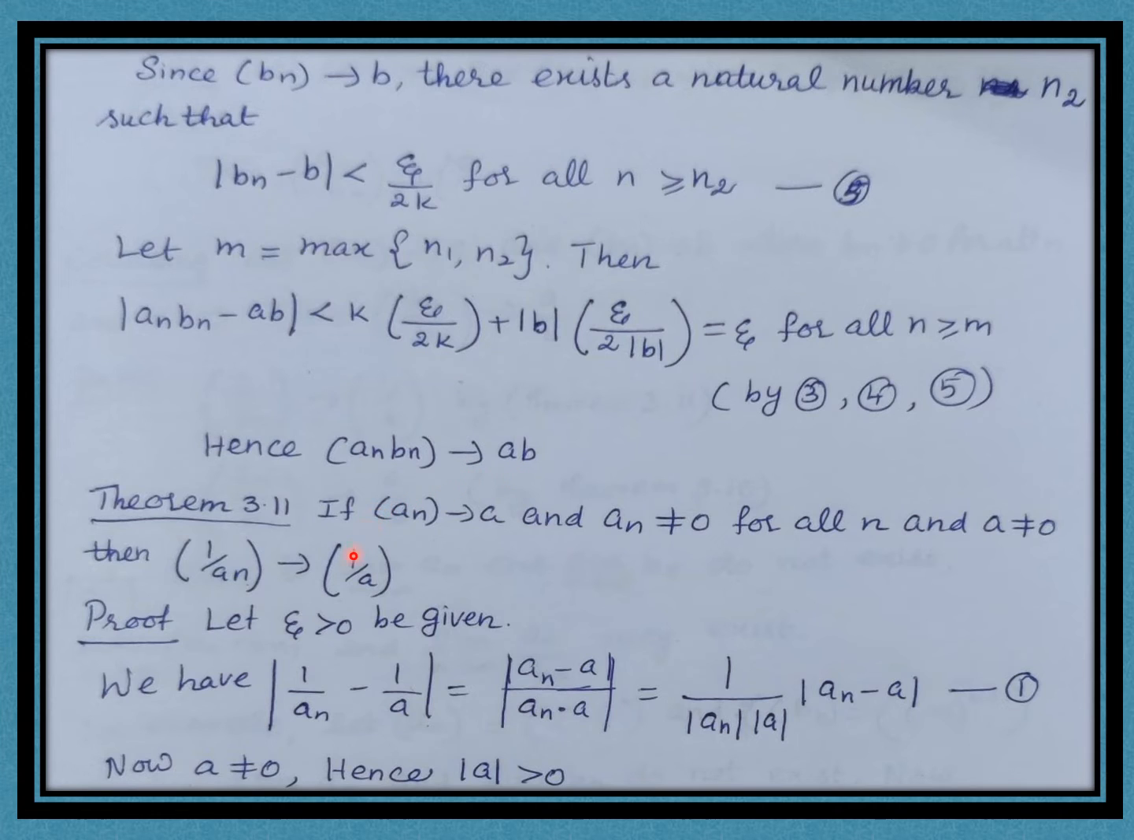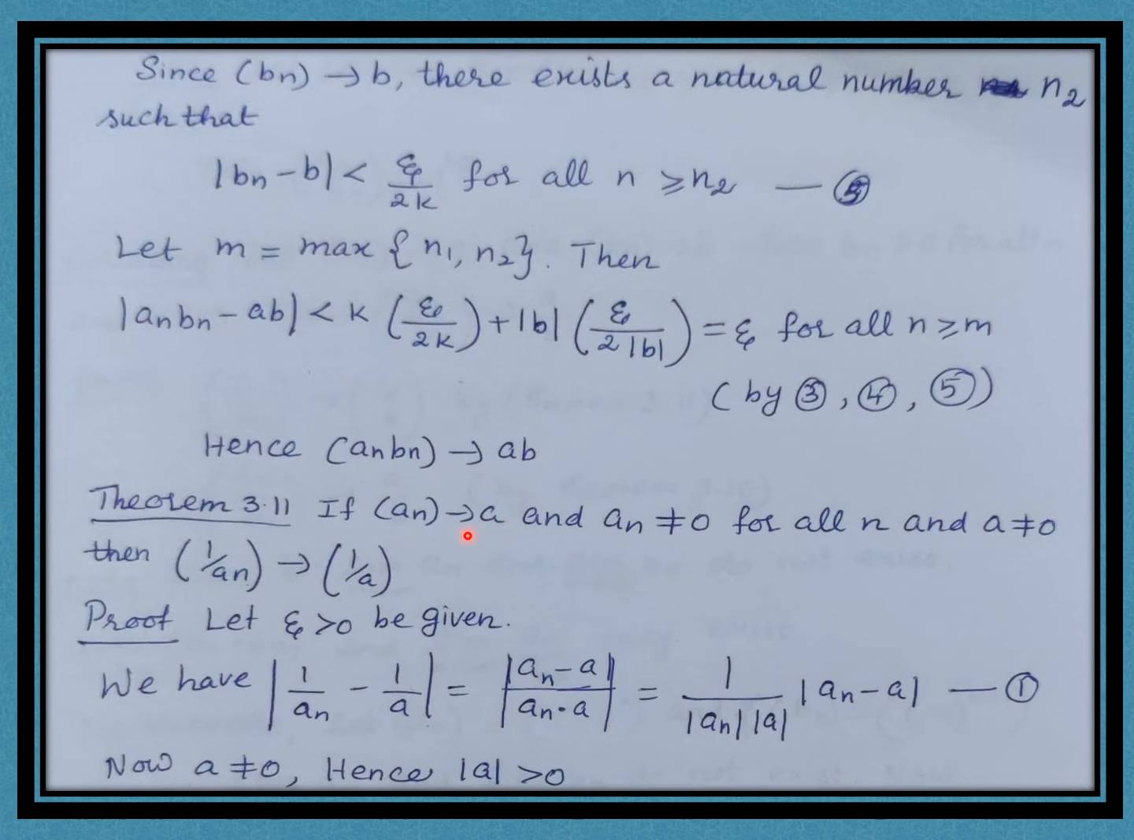Now, let us see the next theorem. This theorem statement is sequence an converges to a and an is not equal to 0 for all n. That means a1 is not equal to 0, a2 is not equal to 0, some ai is not equal to 0 and an is not equal to 0. This is true for all values, as well as a is also not equal to 0. Then we have to prove that sequence 1 by an converges to 1 by a.